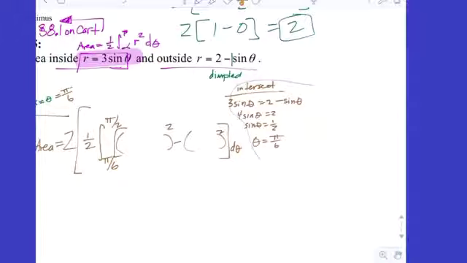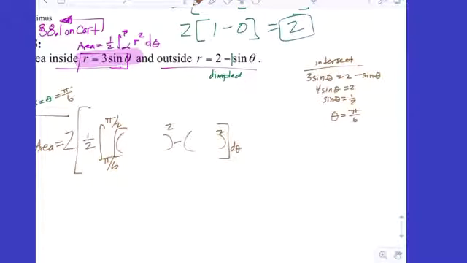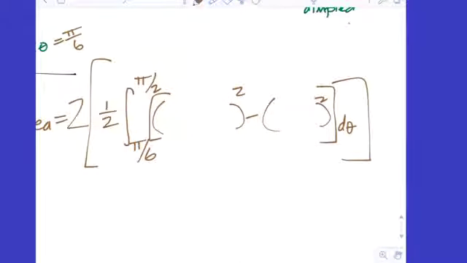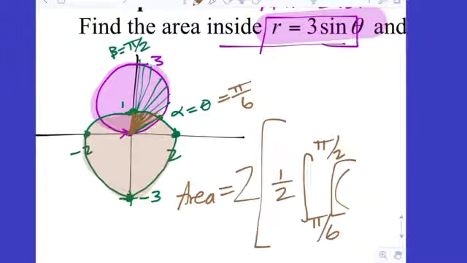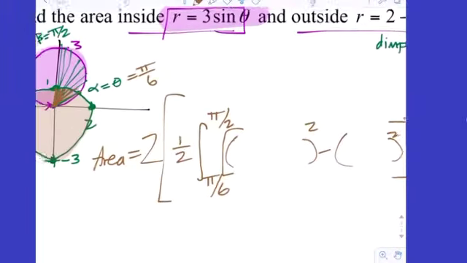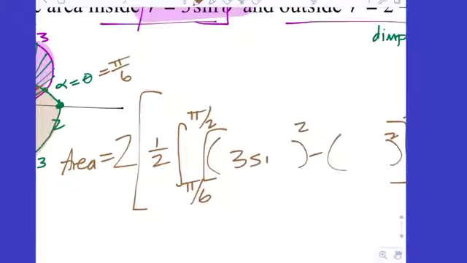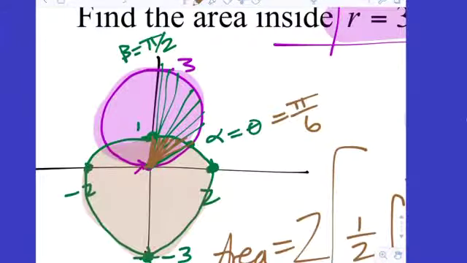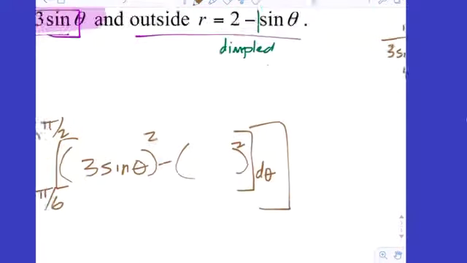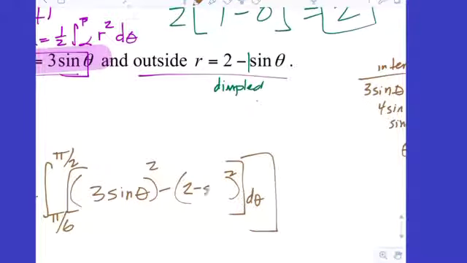If they were over different intervals, and we'll see one like that in a second, we'd have to set it up as 2 separate integrals, which you're allowed to do here as well. You could do 1/2 the integral of one of them, d theta, minus 1/2 the integral of the other. The one that goes first is the one that creates the most area, which is the purple one. So that's 3 sine of theta, and don't forget to square it. Then we subtract on the same interval using the green curve, the dimpled limaçon. So that's 2 minus sine of theta, and then it's squared.